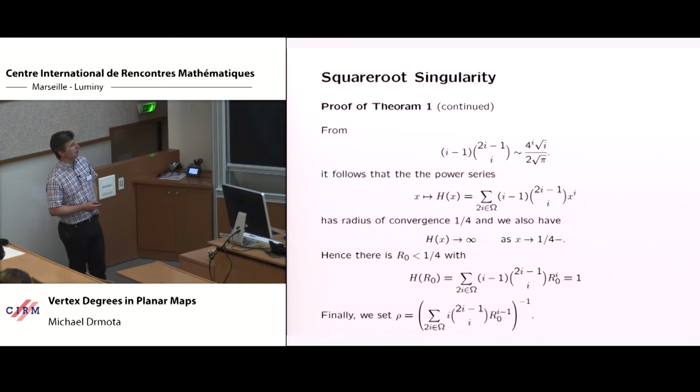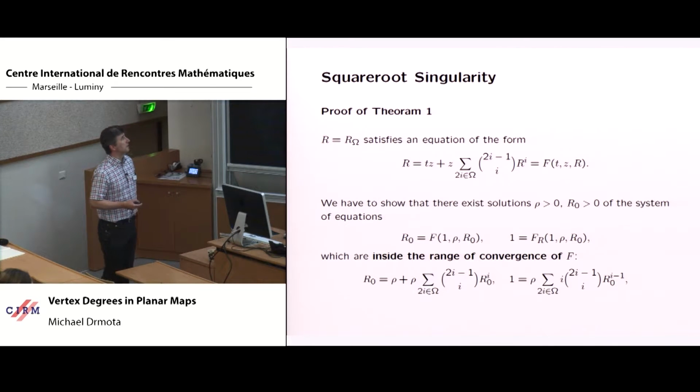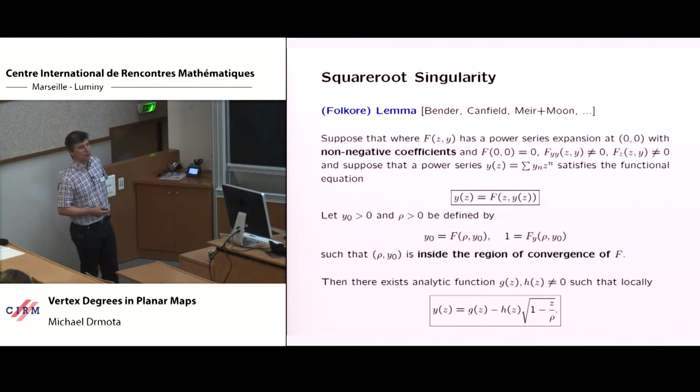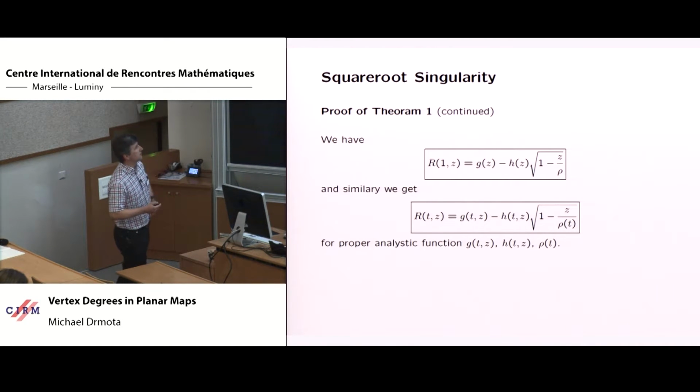So we can actually get a unique solution of this equation, which gives our R0. And this R0 is certainly smaller than 1/4, because if we approach 1/4 from the left, it goes to infinity because of this. We have infinitely many terms. So this solves the thing. This means we really get a solution inside the range of convergence. So we get a square root singularity in the bipartite case.